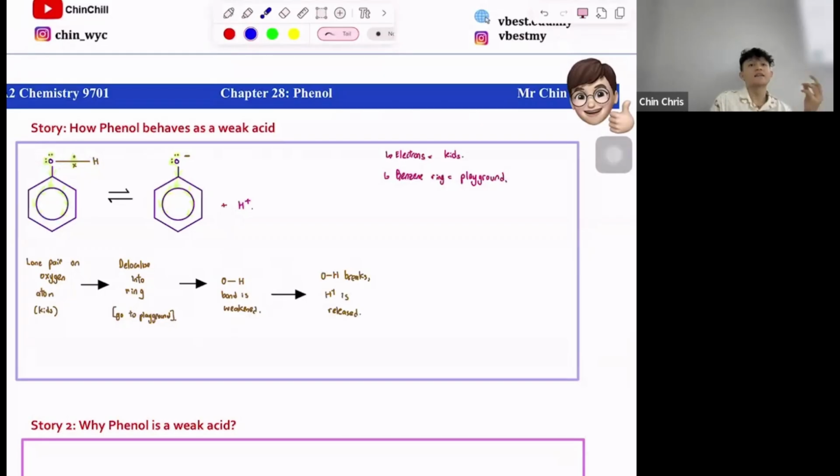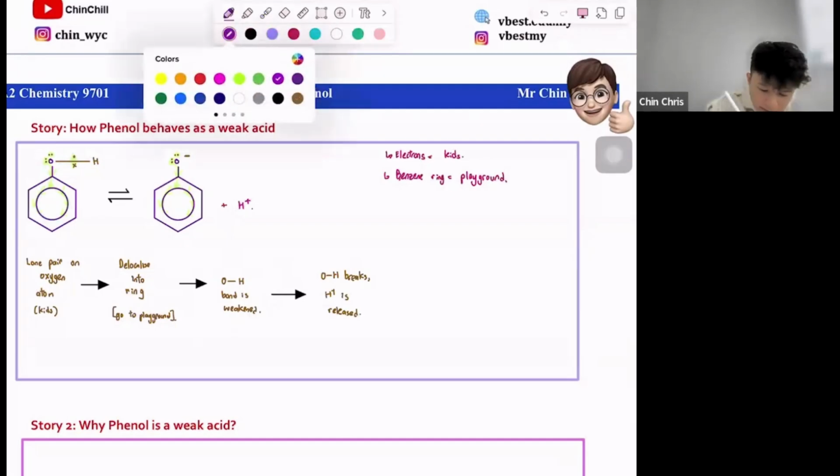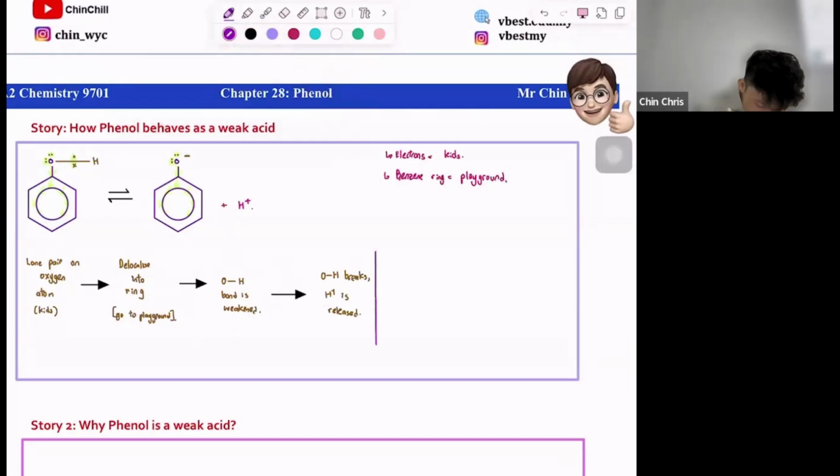Clear. Alright guys, next, you have to talk about why the formation of the phenoxide ion is stable. So I want you guys to write somewhere here. Maybe you can put a line here. So I can put a point here: the formation of a phenoxide ion is stable.